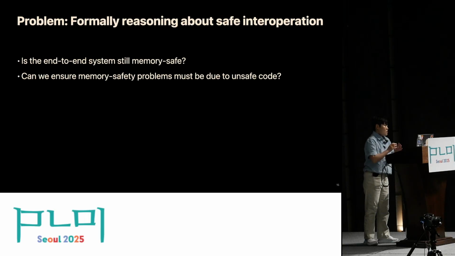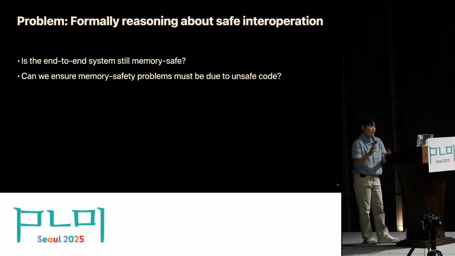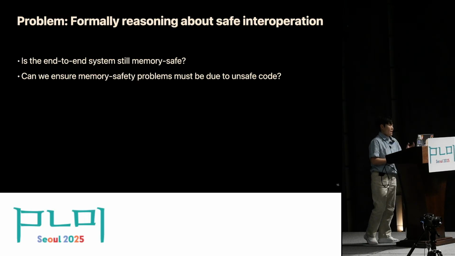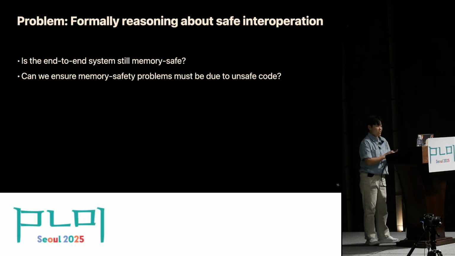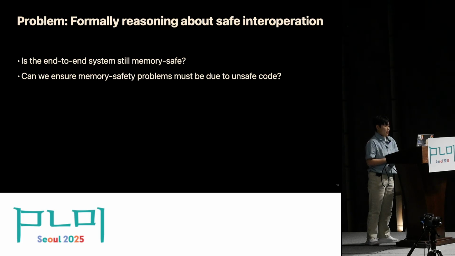And because unsafe languages like C and C++ don't explicitly express the expectations and requirements, formal reasoning about systems composed of safe and unsafe languages is challenging. It's important to ask and answer questions like, is the end-to-end system still memory safe? And how to ensure memory safety problems must be due to unsafe code.